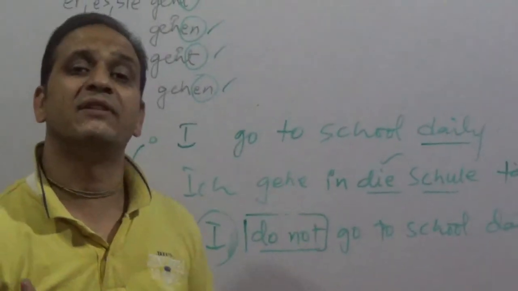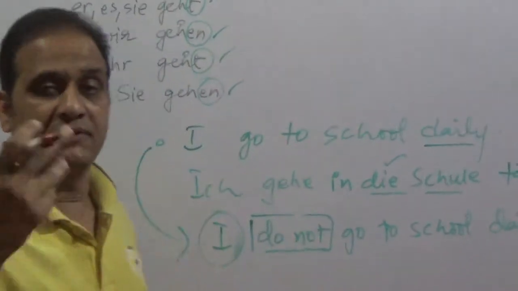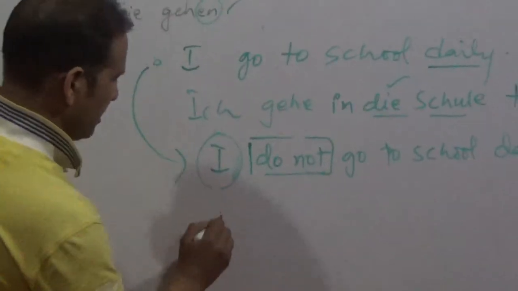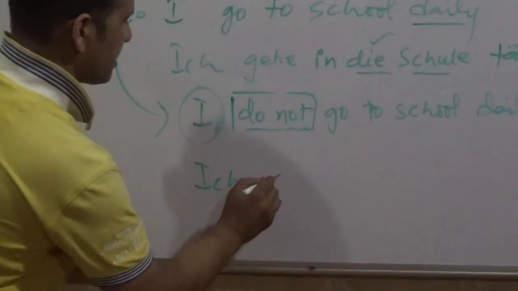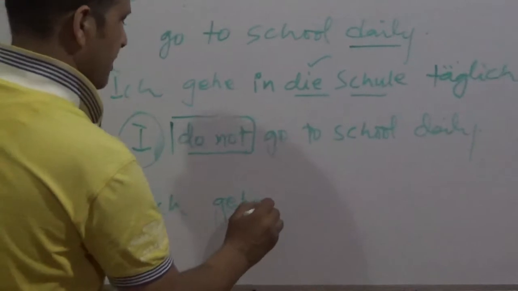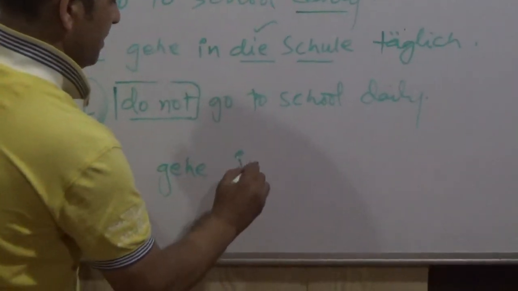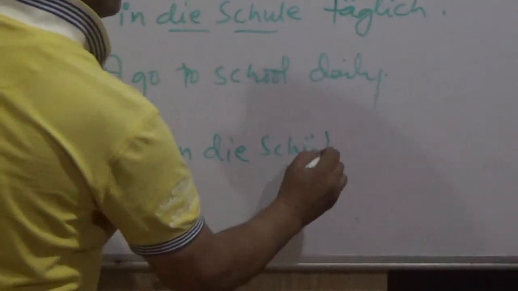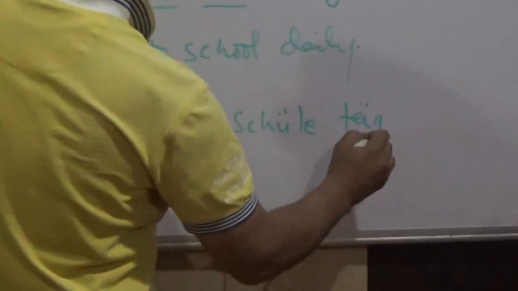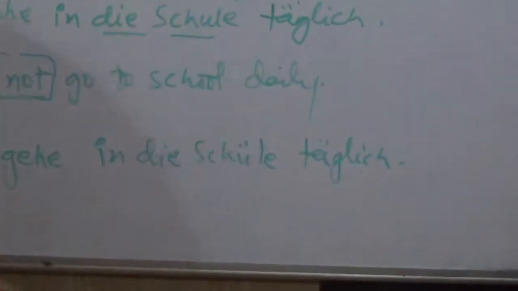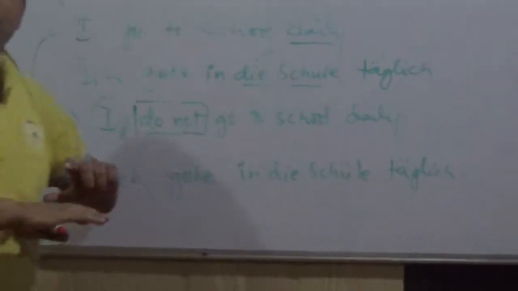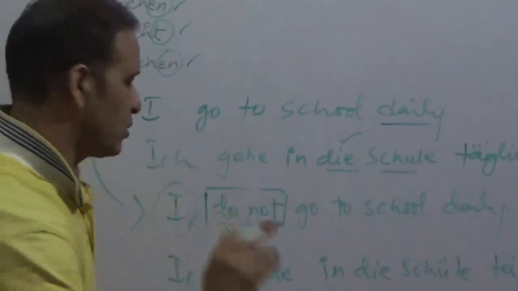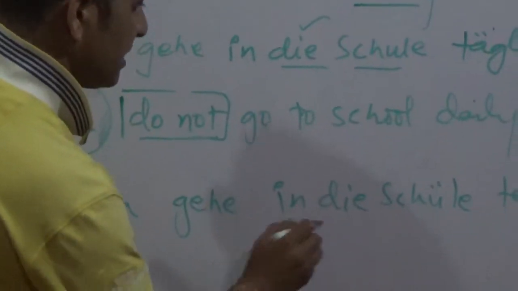So how will you make a verb negative in German? Well, that is what I am going to tell you. The positive was what? Ich gehe in die Schule täglich. So that is the positive. You want to make it negative, the rest of the things will remain the same. You will have to add nicht, and you can do that like ich gehe nicht in die Schule täglich.